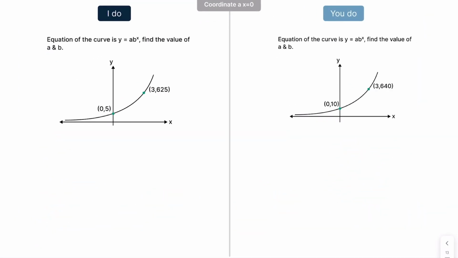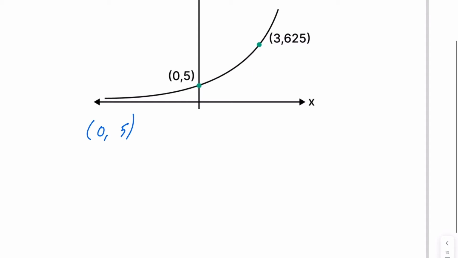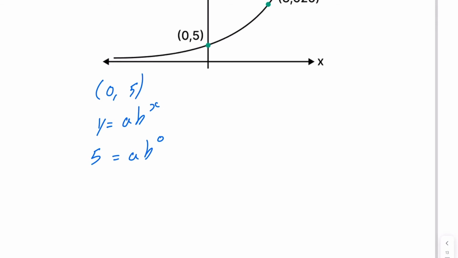So, moving on, looking at another example. Again, the exact same method, using the point (0, 5), to find the equation of the exponential curve. y is equal to ab^x. Substitute y in, 5 equals ab^0, and anything to the power of 0 is 1, so that means a is equal to 5.